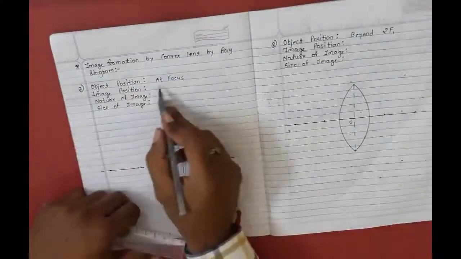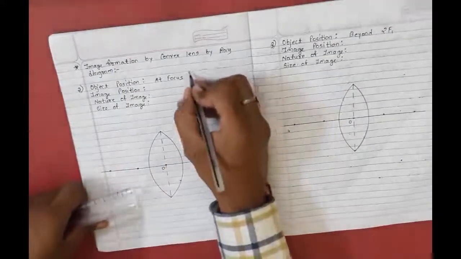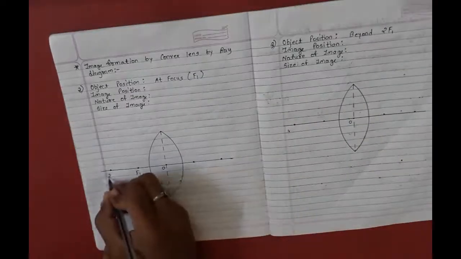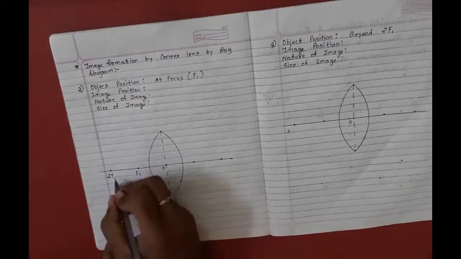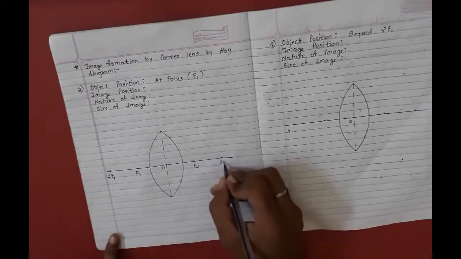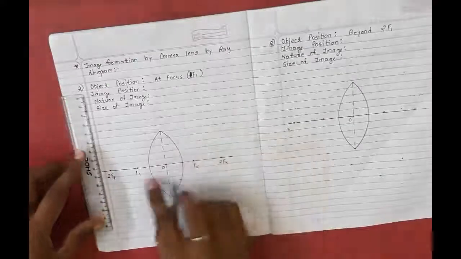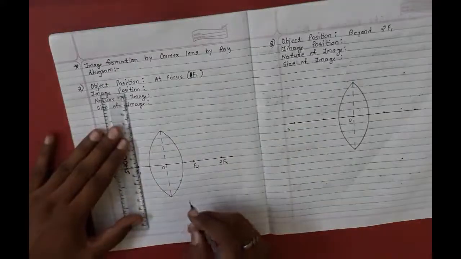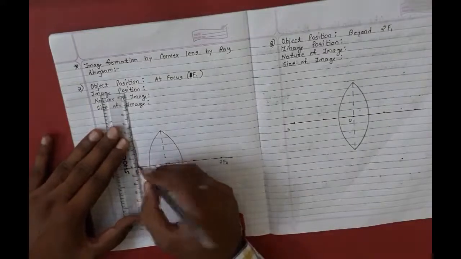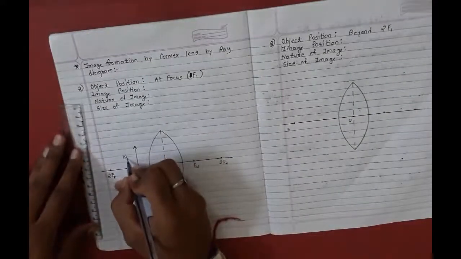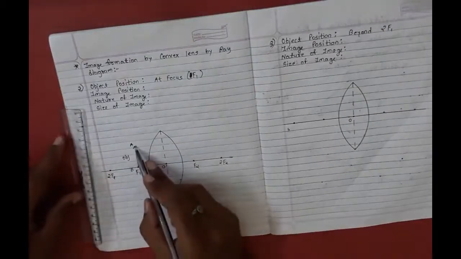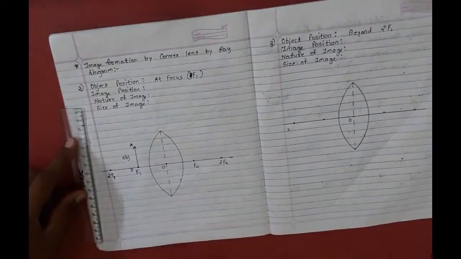That is, my object is at focus. Focus means f1. Okay, so this is your f1, this is your 2f1, this is your f2, and this is your 2f2. When my object is at f1, the diagram of the object is on the focus. So this is my object. I am drawing the arrow for the object, and the name of the object is AB. A is the upper point of the object and B is the lower point of the object.